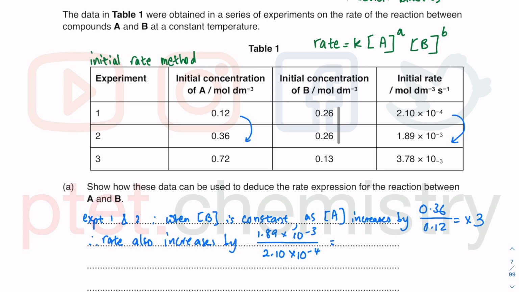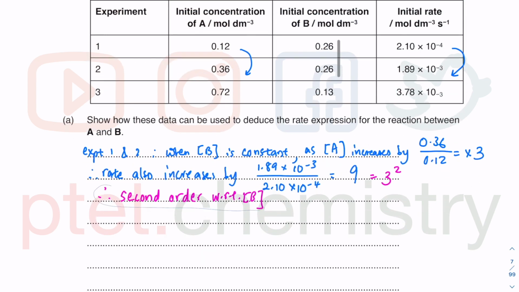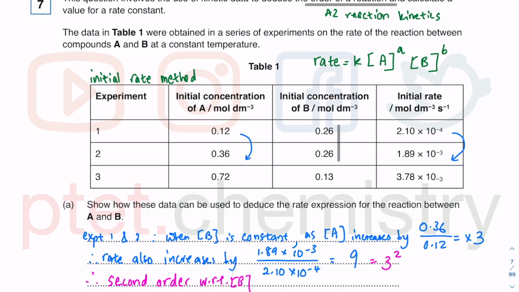And I get 9. So when I triple the concentration, the rate doesn't just triple, it becomes three squared. So this is equal to 3 squared. Therefore we say this is second order because there is a power of 2. This is second order with respect to the concentration of B. So we have the power to which we must raise the concentration of B there. So that thing there must be equal to 2.